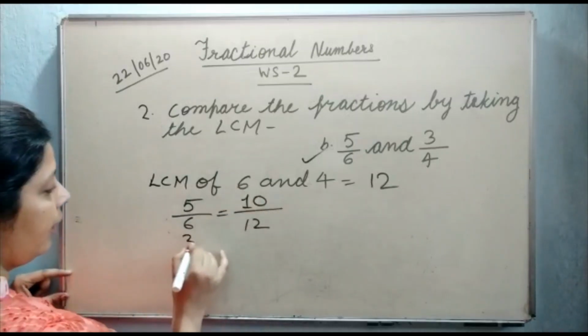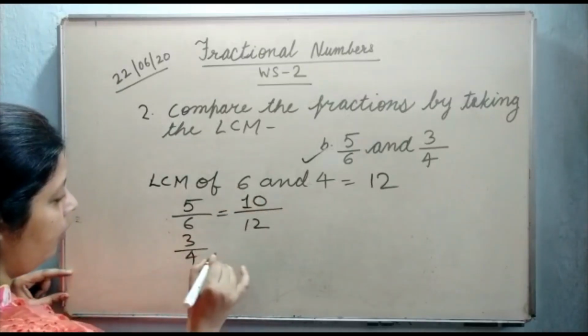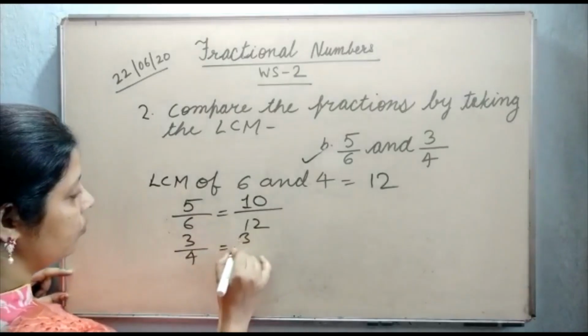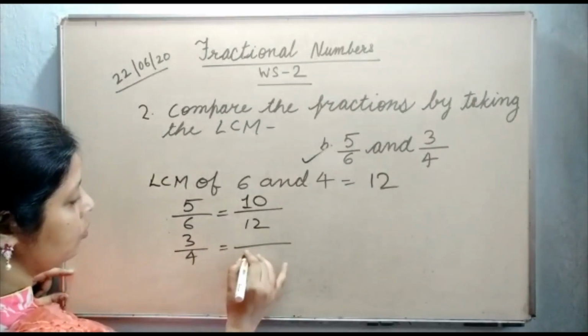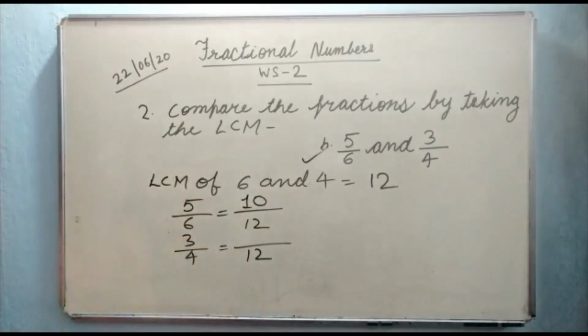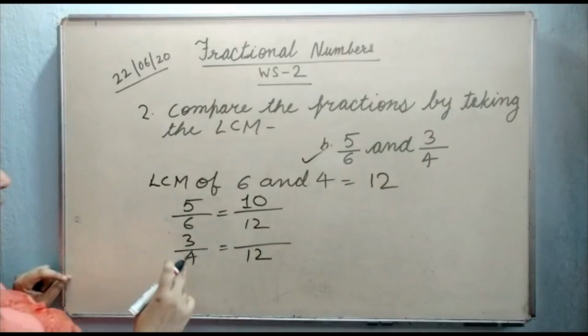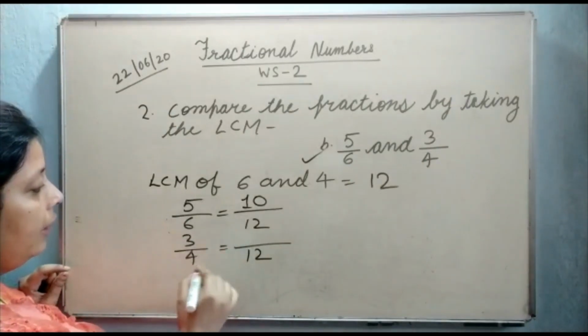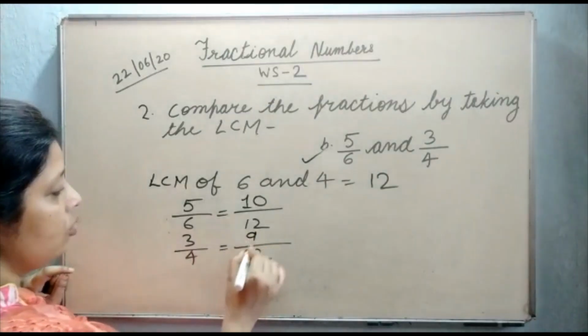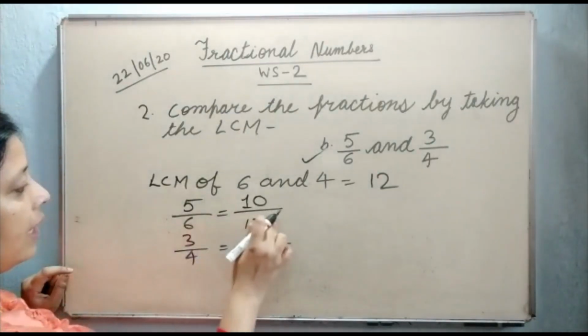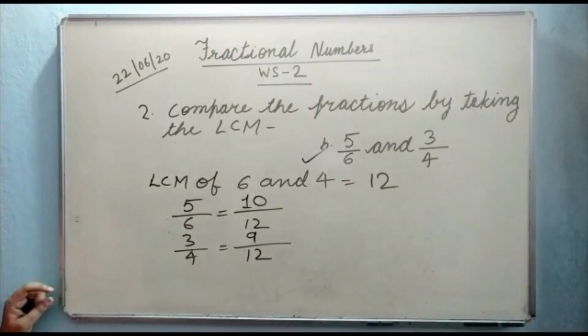Let us write the second number 3 by 4. Now what do we do? We need this as 12. Now we know 4 3s are 12. So we multiply 3 by 3. 3 by 3, that would be 9 by 12. So 4 3s are 12 and 3 3s are 9. So now we have converted this as 10 by 12 and this as 9 by 12.